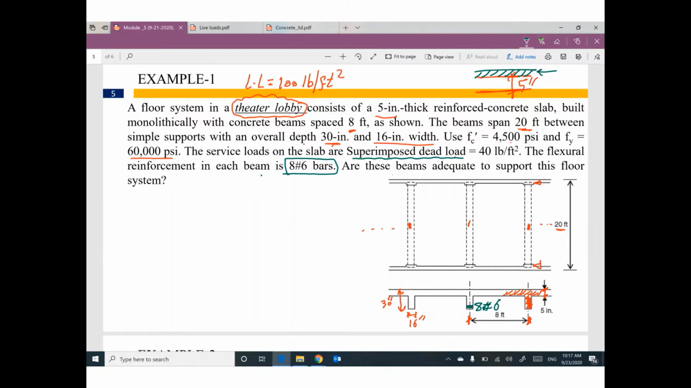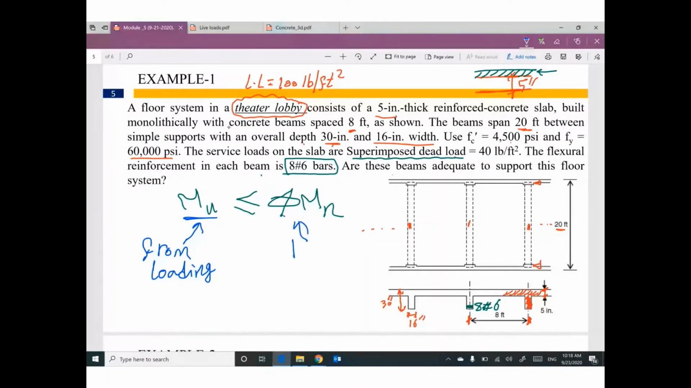So guys, if you go back long time before, I told you our design philosophy is M ultimate must be smaller than or equal to phi Mn. M ultimate from loading, from structural analysis. Phi Mn, design moment for the cross section.